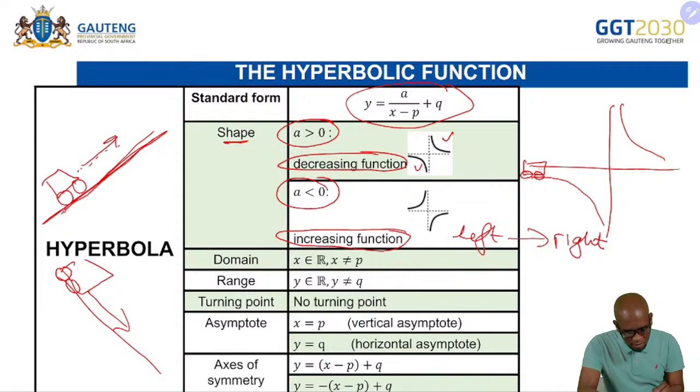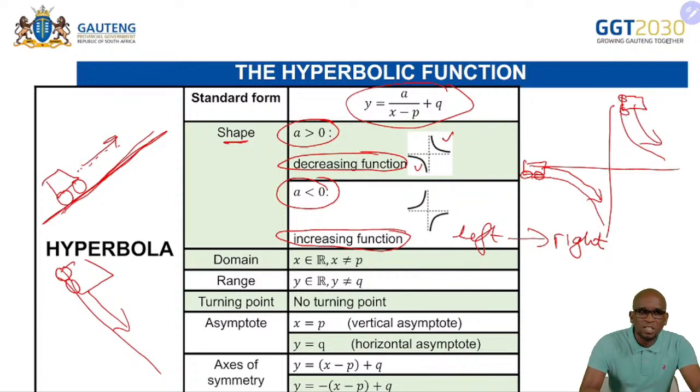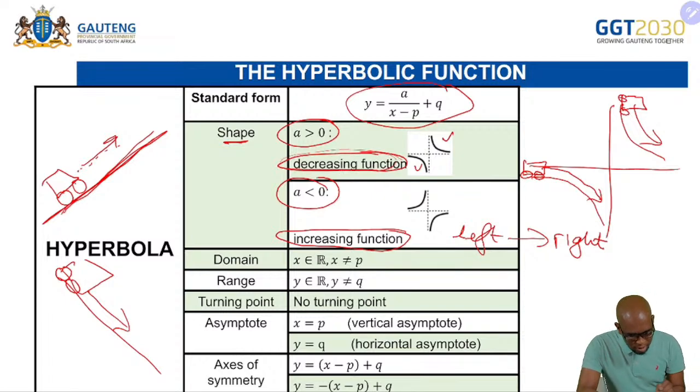Now if you are to place your toy car here, moving it from left to right, you'd see here that it would be moving downhill. So we say that it's a decreasing function. This terminal arm here would be a decreasing function. And if you are to place it here as well, you see that it's also moving downhill. So you say that it's a decreasing function. So this particular hyperbola that is in the first and the third quadrant is represented by what we call a decreasing function.